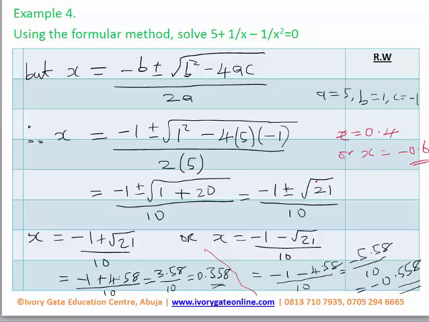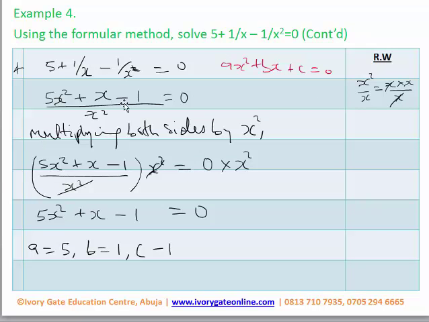Okay, I hope we'll be able to pick a few things in this solution. This appears to be more challenging than the rest, but it's still the same concept. The first thing to do is to turn it around, make it to become a standard quadratic equation, then we start solving using the formula method.